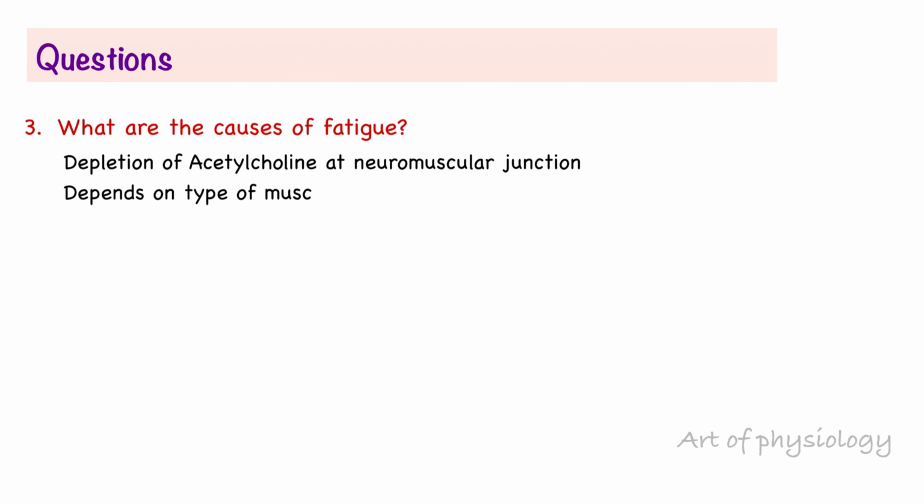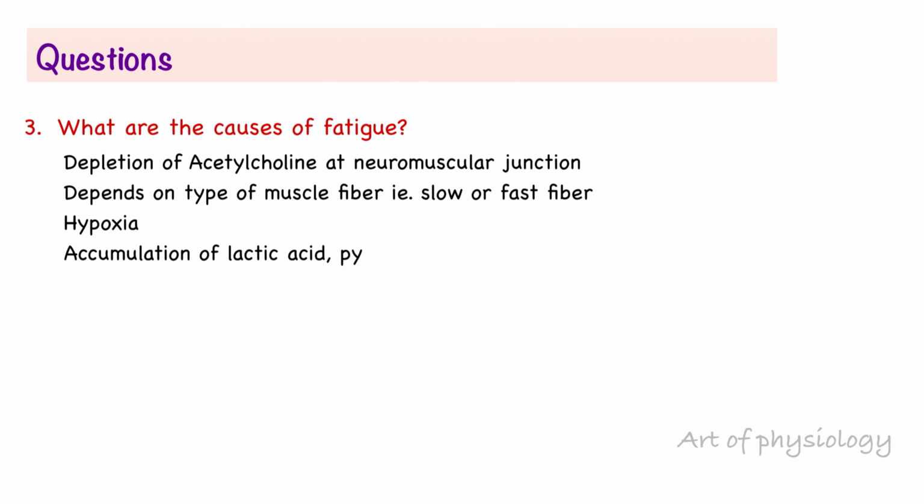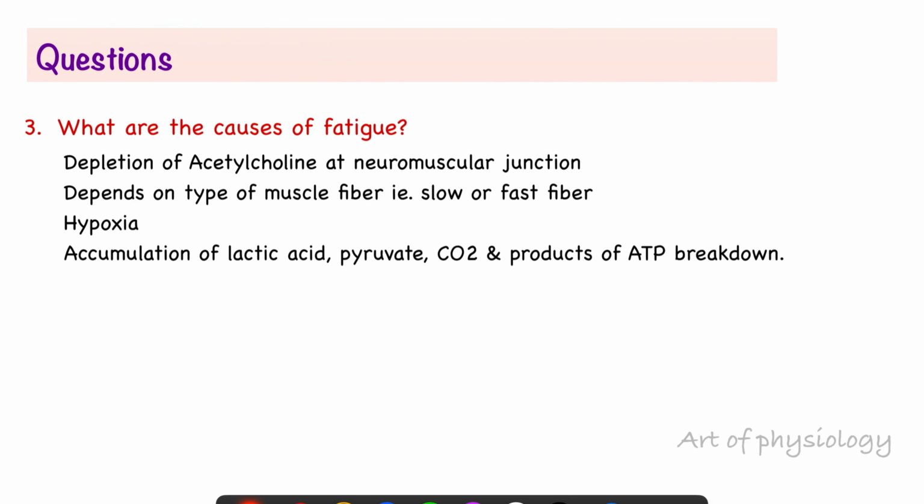It is because of the depletion of acetylcholine at the neuromuscular junction. If we keep on working, there will be depletion of acetylcholine. Then fatigue depends on the type of muscle fiber. We have two types of muscle fibers, slow and fast fibers. If it is slow fibers, the fatigue will be slow. If it is fast fibers, fatigue will be fast. Then because of hypoxia, that is reduction in the oxygen. Then because of the accumulation of lactic acid, pyruvate, carbon dioxide and byproducts of ATP.